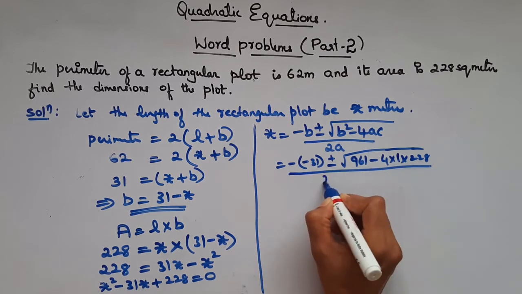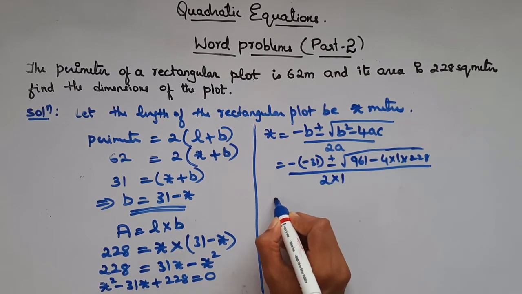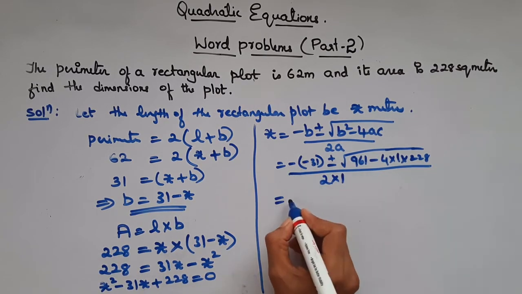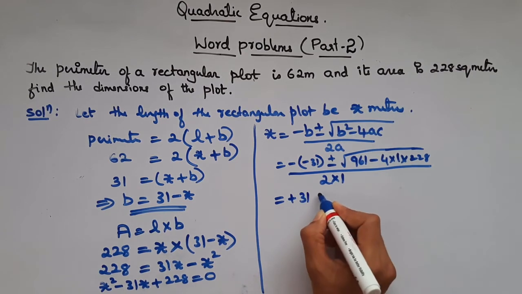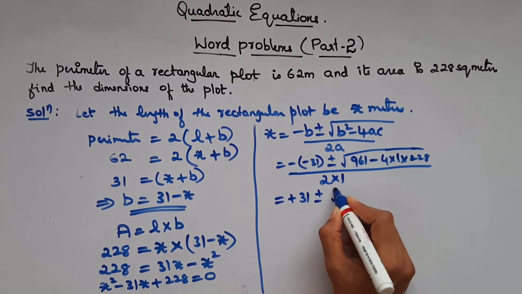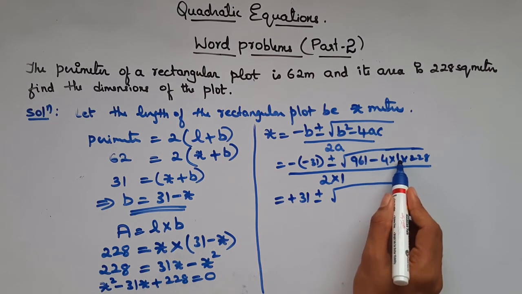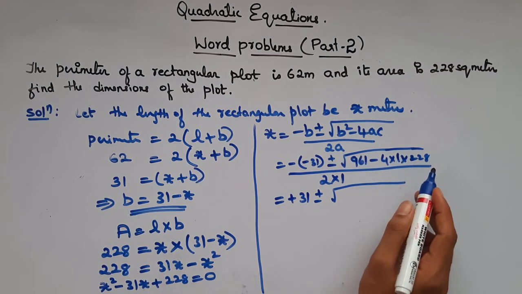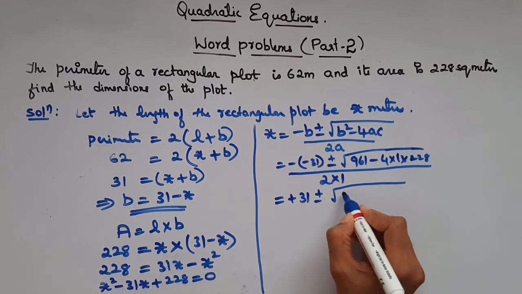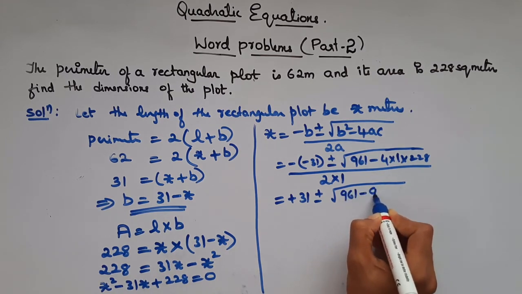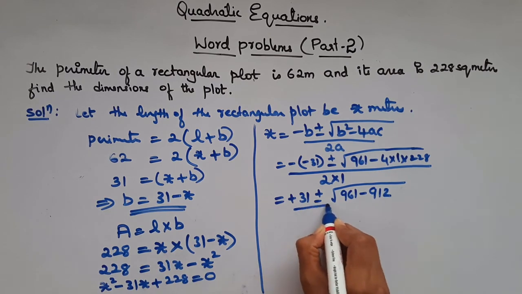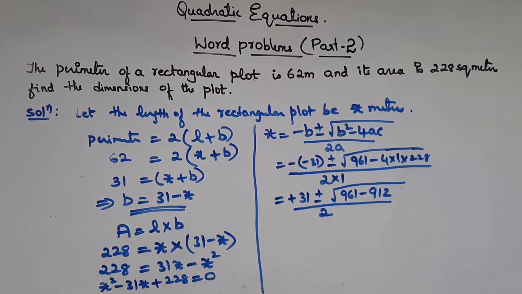Divide by 2 into a is 1, right? Which is equal to minus of minus is plus 31. So plus or minus square root of 961 minus 4 ones are 4, 4 into 228 is 912. So 961 minus 912 by 2, right?